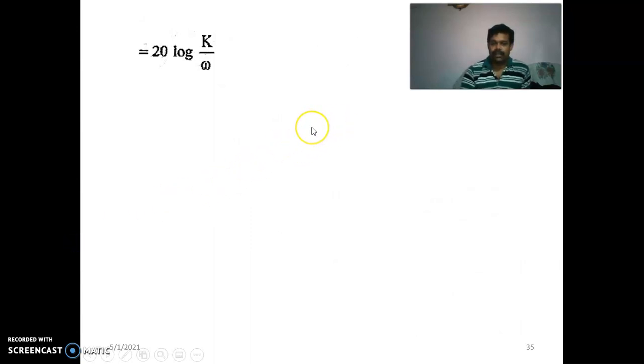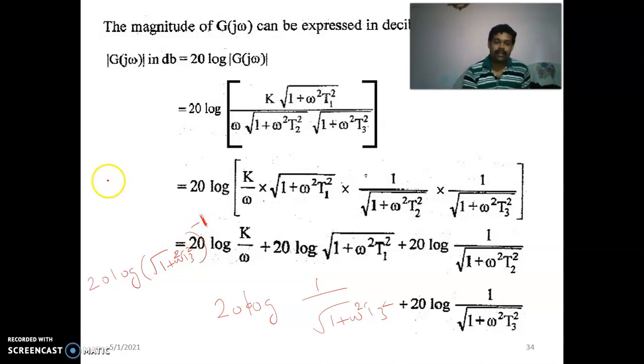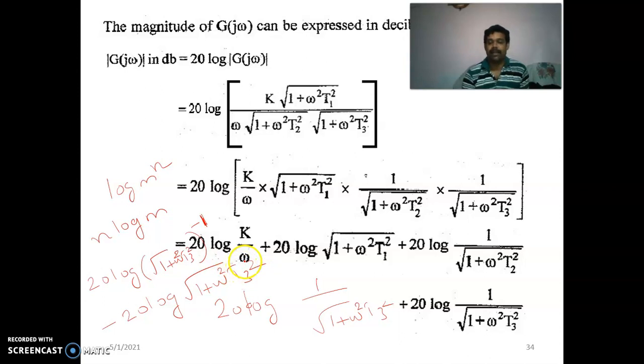Then here, this 20 log 1 divided by root of 1 plus omega square t3 square can be written as 20 log of root of 1 plus omega square t3 square, the whole to the power minus 1. But log of m to the power n is equal to n log m, so this minus will come here. So it will become minus 20 log root of 1 plus omega square t3 square. Clear?